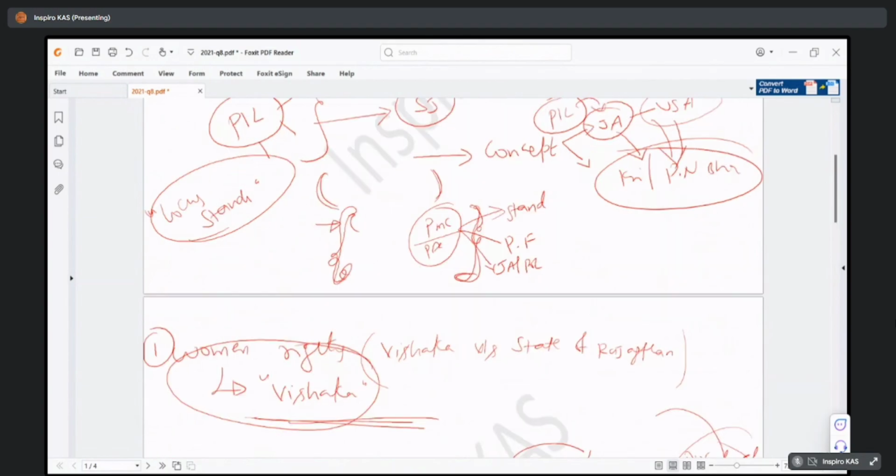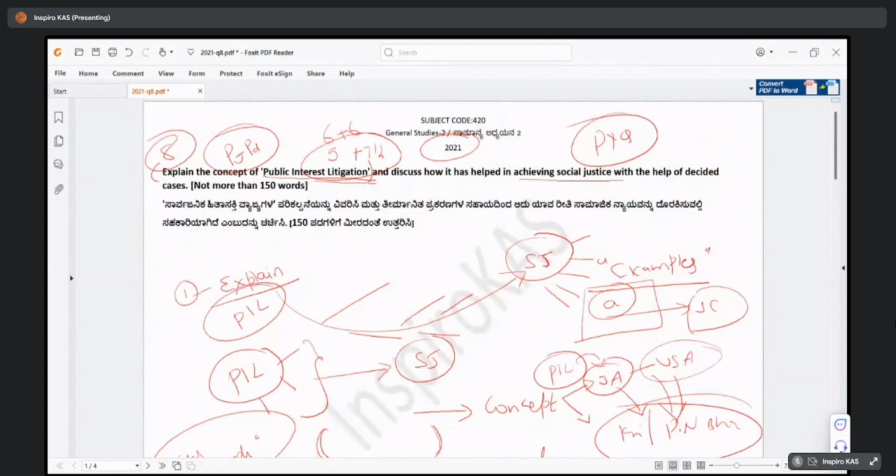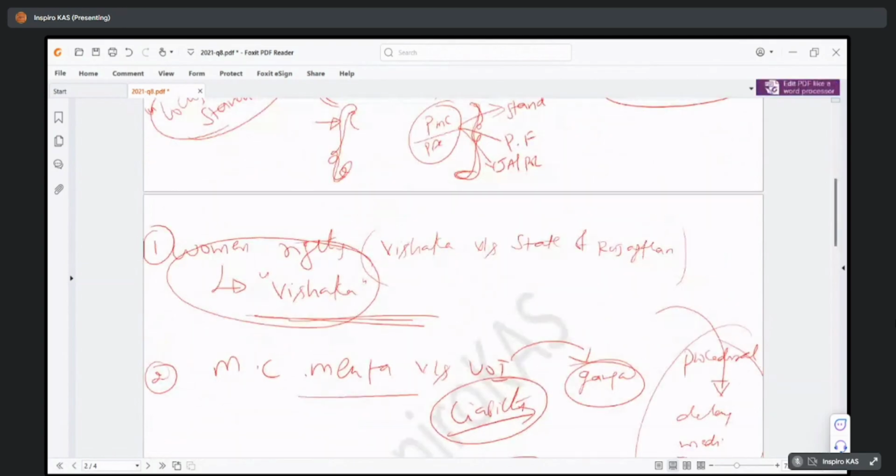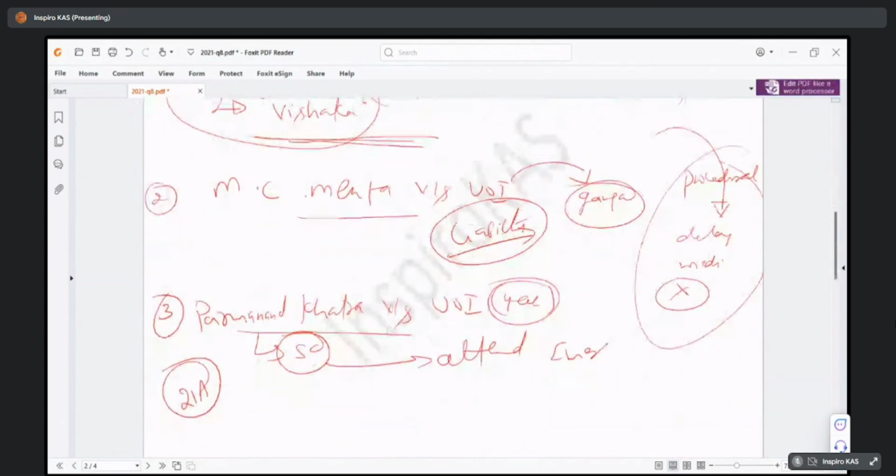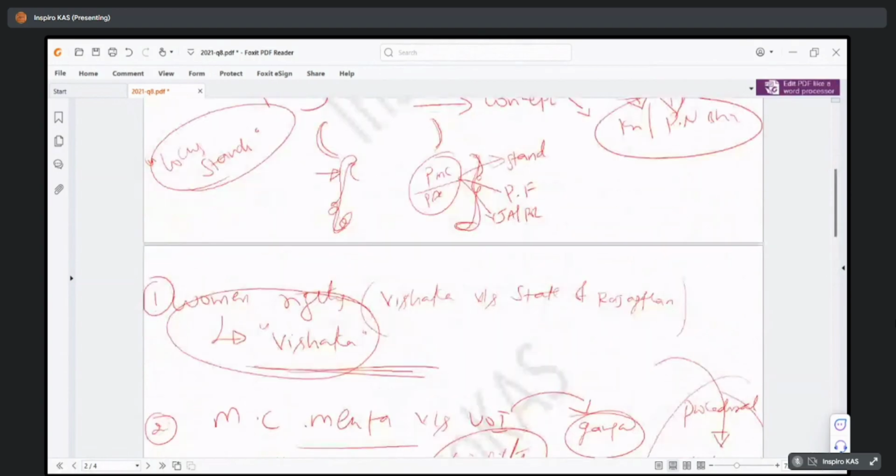And then in the third paragraph, where we address the second part of the question, I am going to answer this with the help of the Vishaka guidelines, Mehta, Parmanand Katara, and Vineet Narain, etc. I am going to write 4-5 cases and conclude my answer. So this is what is expected in an answer.